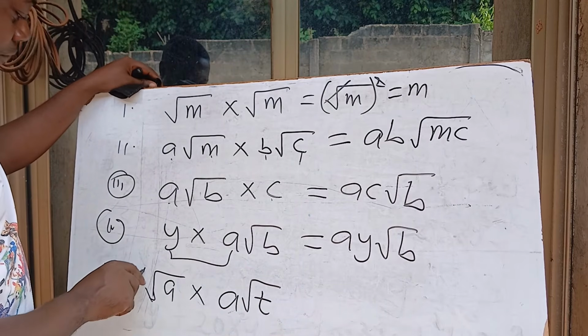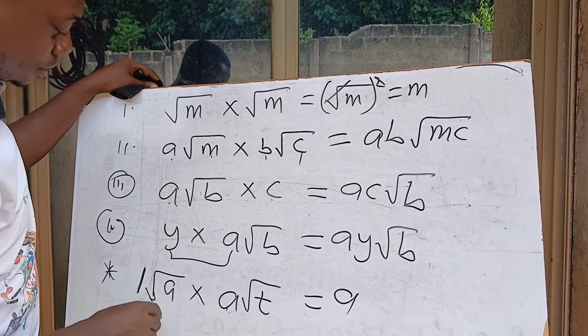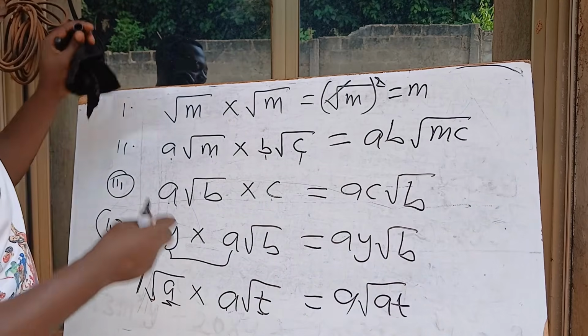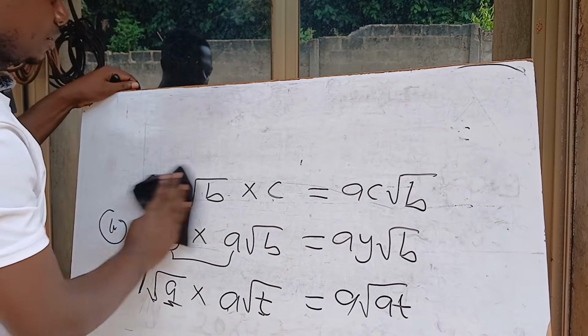So same thing, we have the coefficient here as 1. So 1 times A is A. Then this time that will be square root of 80. Okay, so it's a revision.